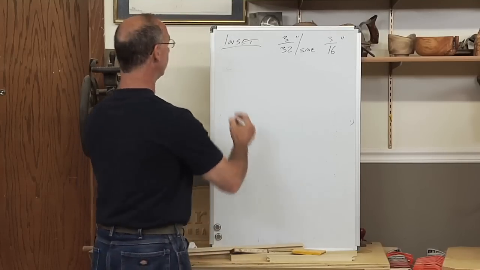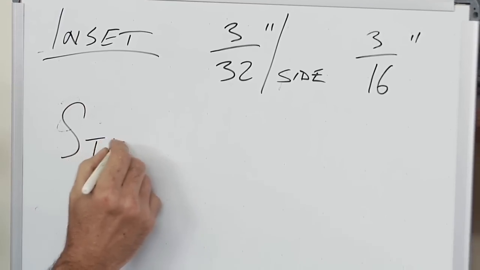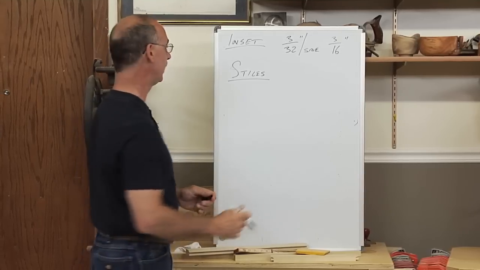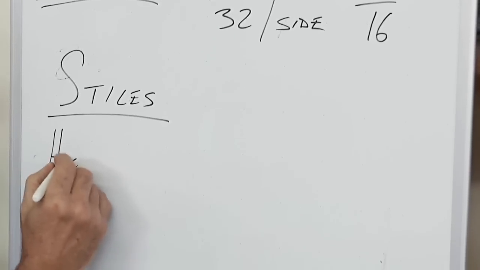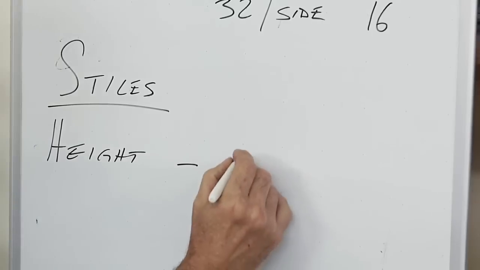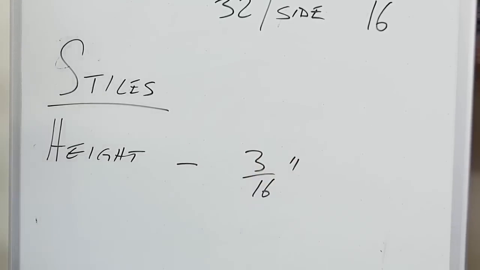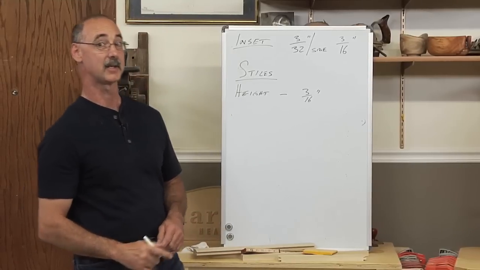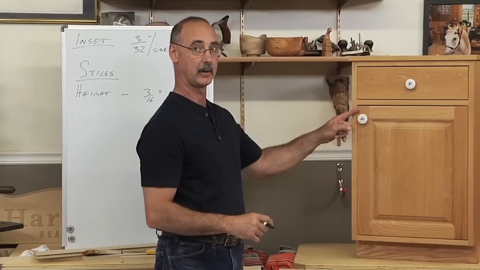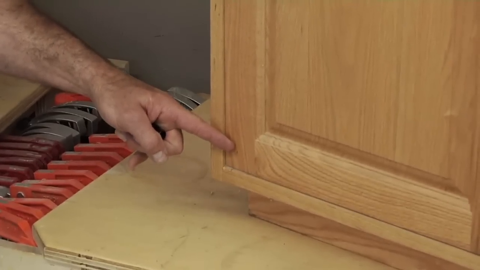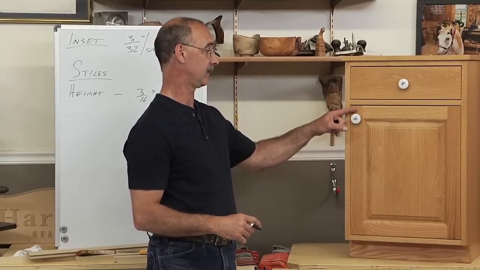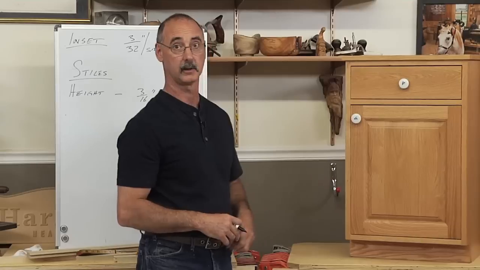Here's how the math goes. Stiles are the vertical component of your door. Stiles are crazy easy to calculate. Height of the opening minus 3/16 of an inch. Let's look at the door and figure out just how easy that is and why it's so easy. Stiles simply run continuously from the top of the door to the bottom of the door. Height of the opening minus 3/16 gives us the length of the stile, the overall length of the door.